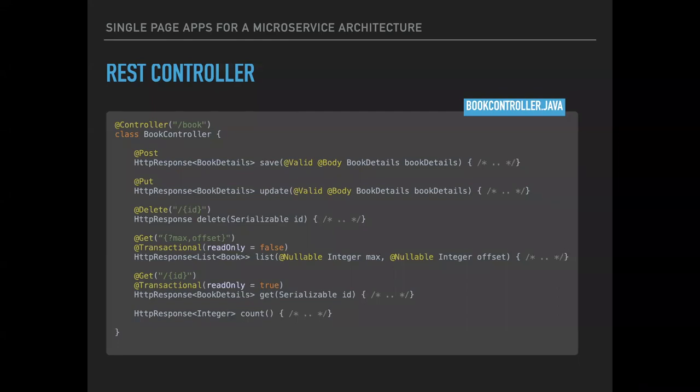And if it's not valid, then that request will not be bound, and it will return an error to the client. And similarly, we can specify certain properties as being nullable, as we're doing there in the list action. So max and offset are nullable properties. And so Micronaut supports whatever you'd expect when it comes to creating a RESTful backend.